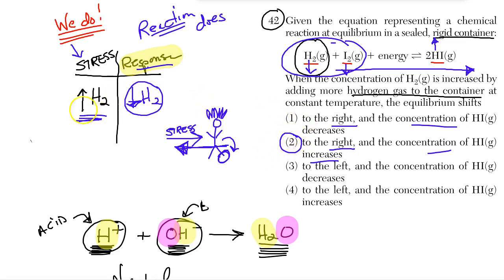We applied a stress, too much H2. The reaction responded by shifting to lower H2. The only way to lower H2 is to shift away from it so that we use it up, arrows going down, to make more of that product. And that's why 42 is choice 2.